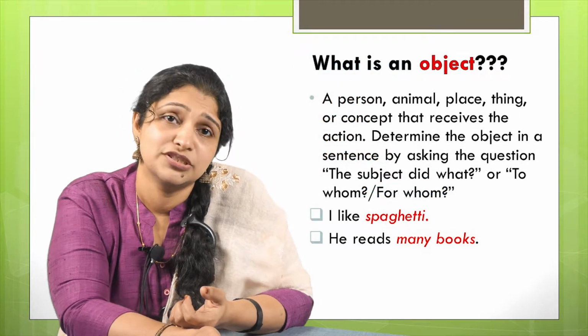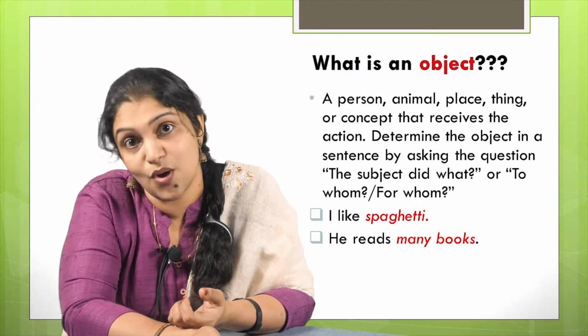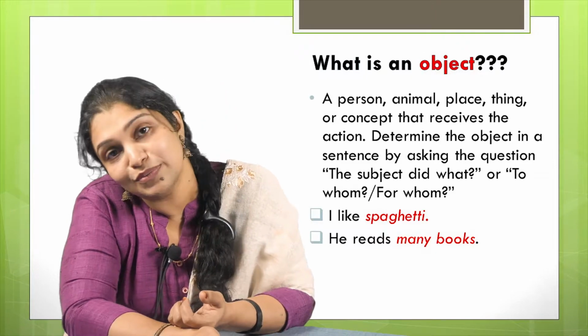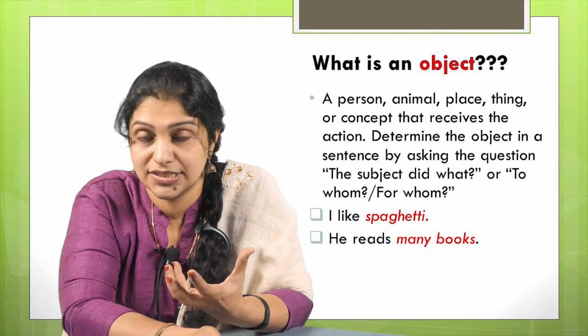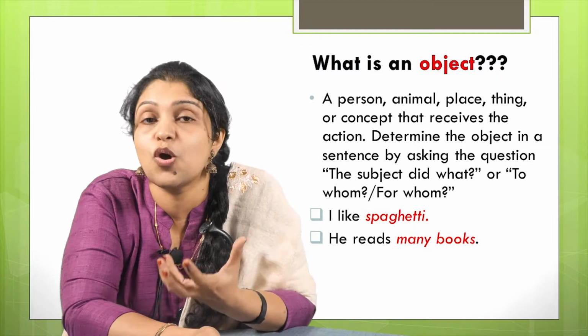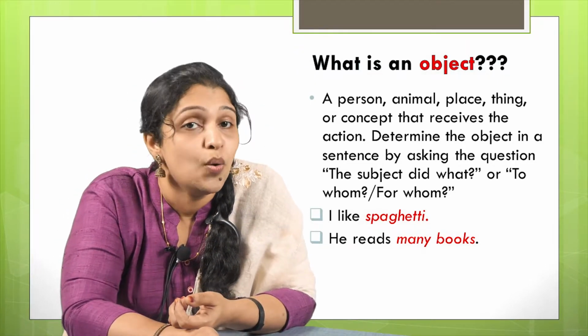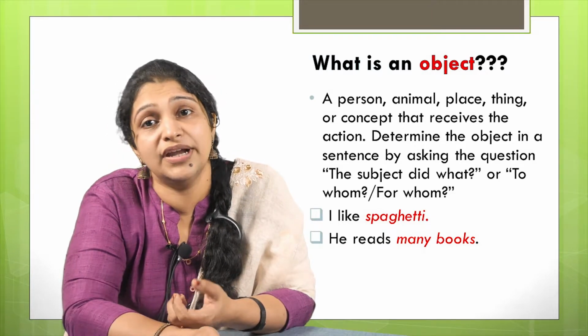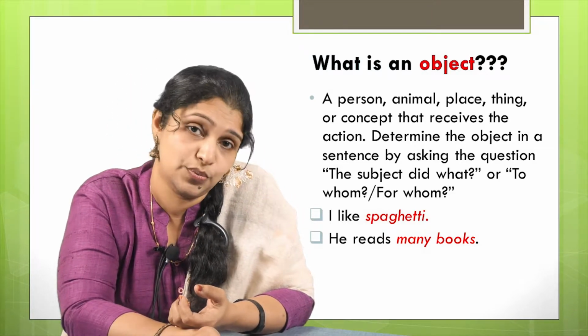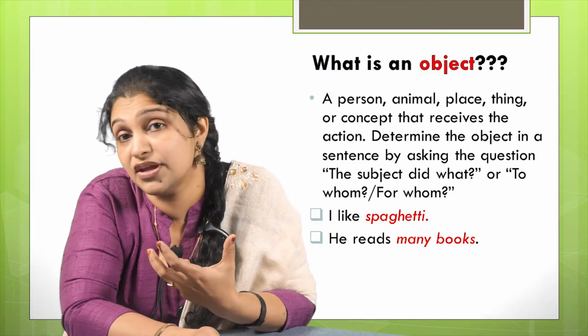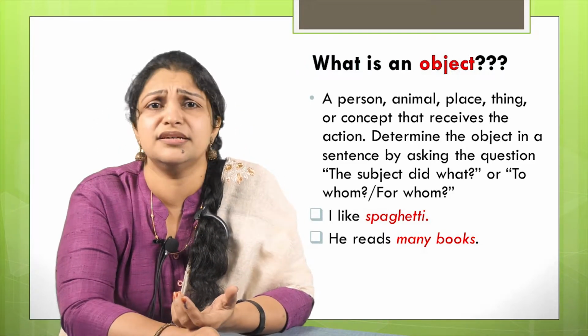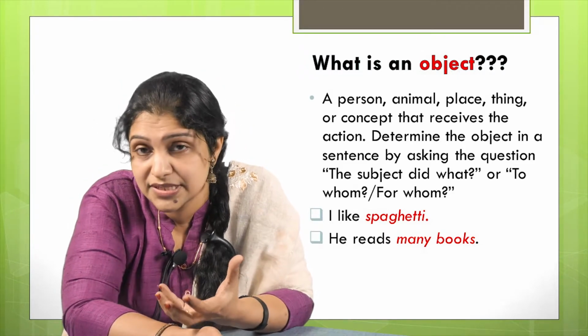Let me take a few moments to talk to you about objects. What is an object? The object of a sentence, if you have got an object within a sentence, it normally comes after the verb. Verb is the action. Whether there is an object or not depends on the meaning of the verb. The verb happens, the action happens.